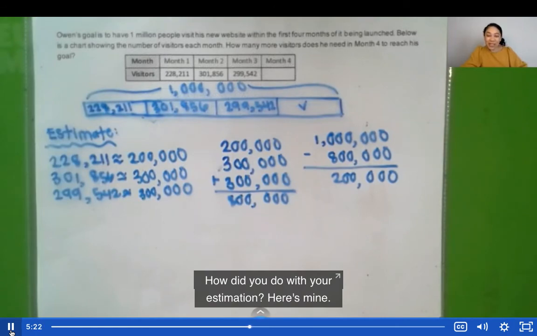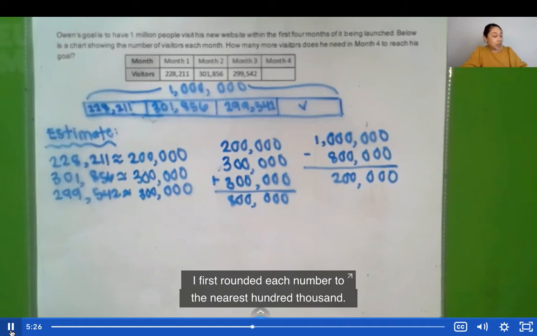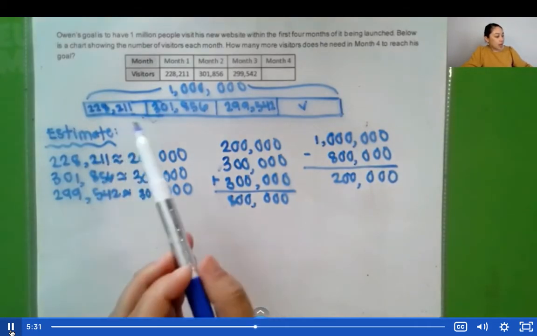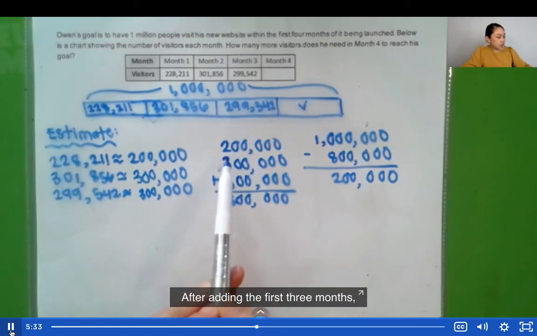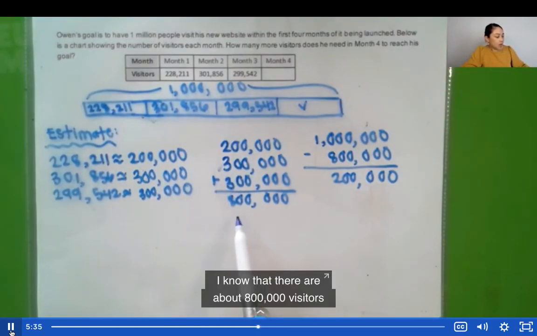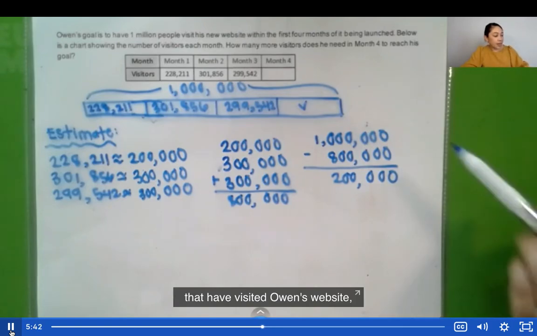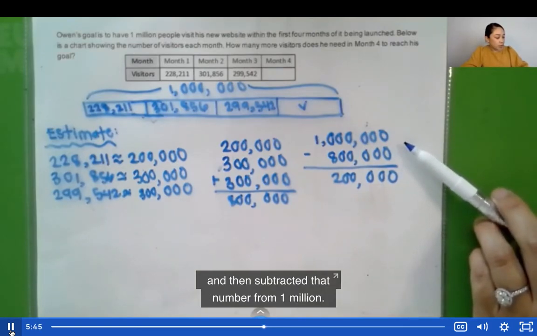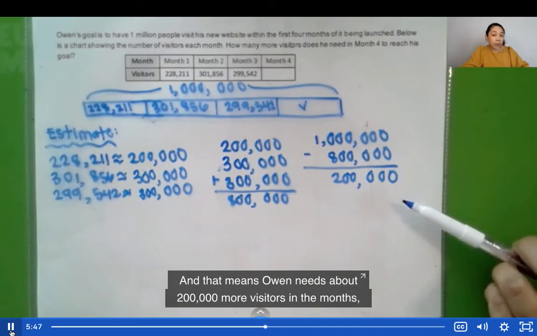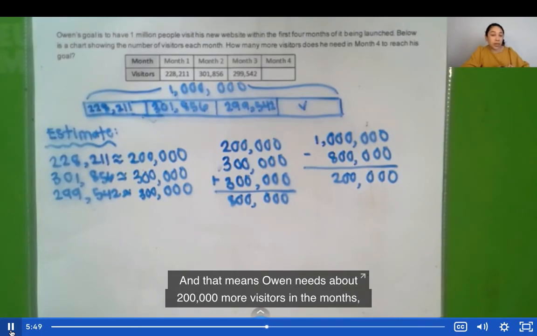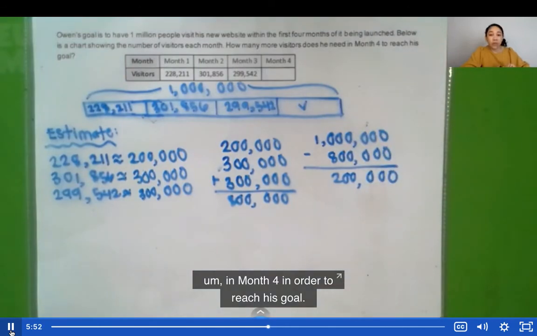How'd you do with your estimation? Here's mine. I first rounded each number to the nearest 100,000 after adding the first 3 months. I know that there are about 800,000 visitors that have visited Owen's website. I then subtracted that number from 1 million, and that means Owen needs about 200,000 more visitors in month 4 in order to reach his goal.